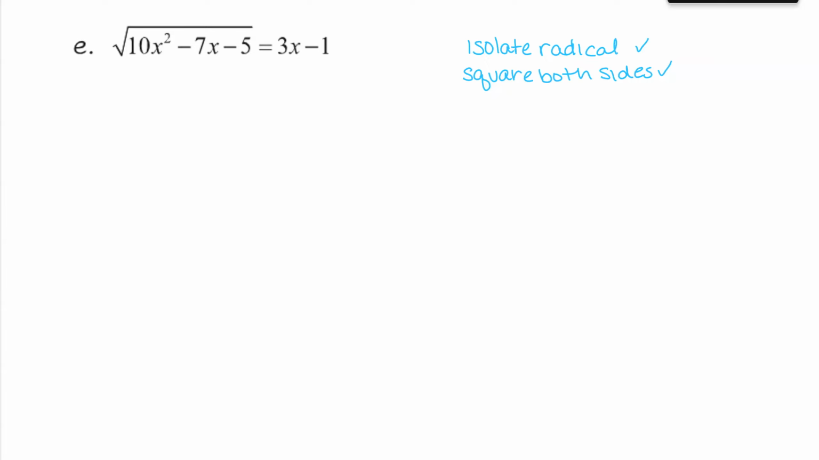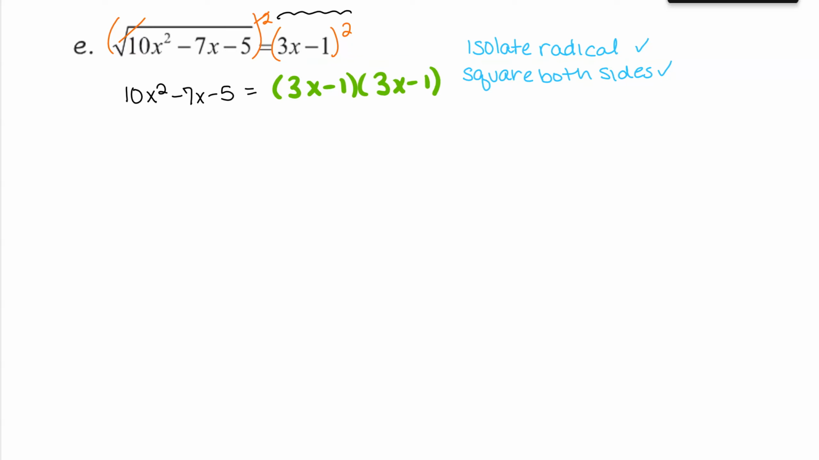So when you square both sides, you're going to raise each side to the power 2, and the square and square root cancel. So on the left-hand side, we've got 10x squared minus 7x minus 5. Now on the right-hand side, we actually have to do this squaring. So remember, 3x minus 1 squared is 3x minus 1 times 3x minus 1.